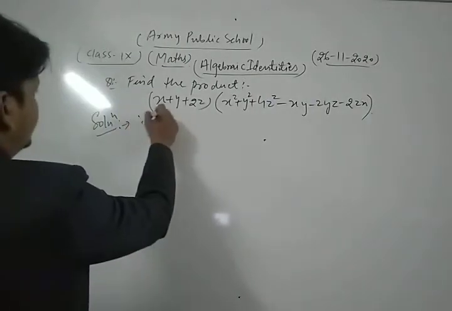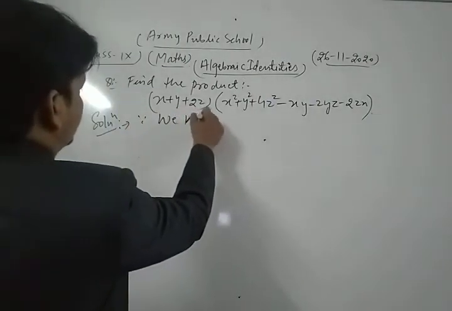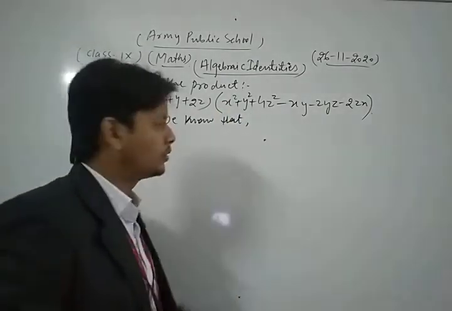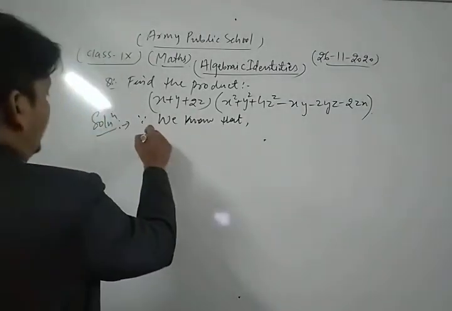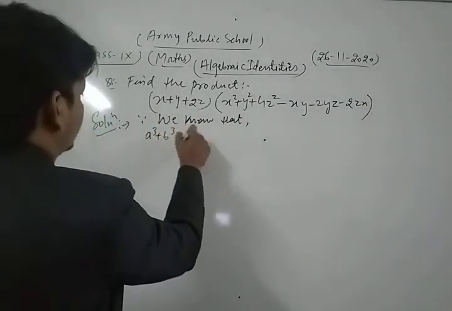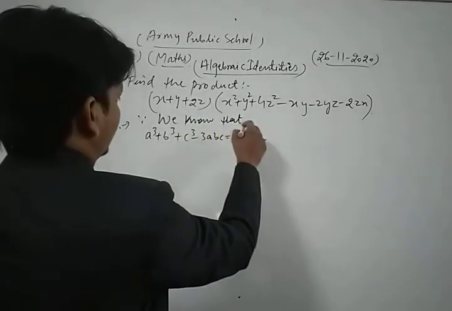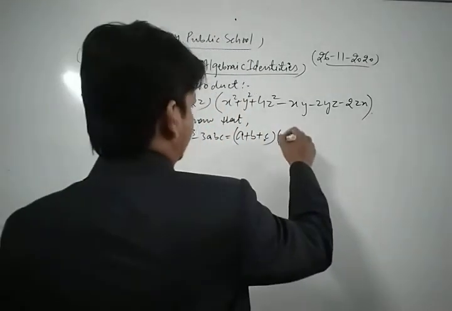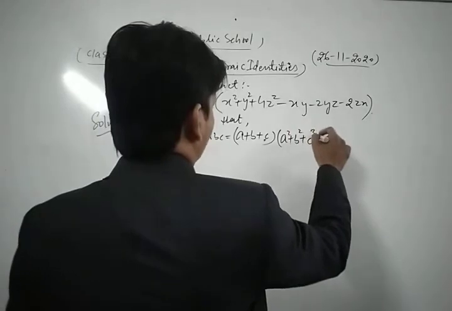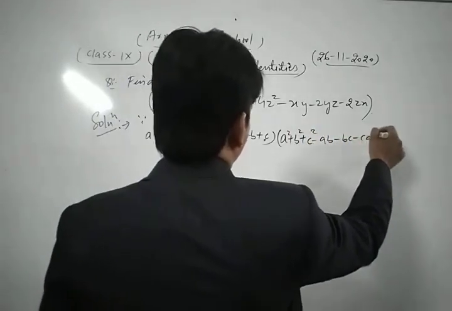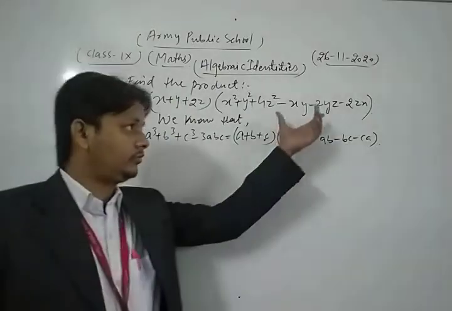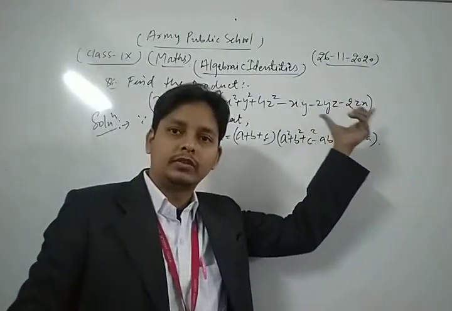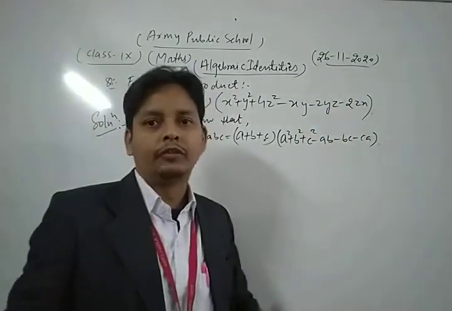First of all, since we know that a cube plus b cube plus c cube minus 3abc is equal to (a plus b plus c) in one bracket, and in another bracket a square plus b square plus c square minus ab minus bc minus ca. Dear students, this question is based on this identity. So first of all we convert the given question into this format. After that we can solve the question.